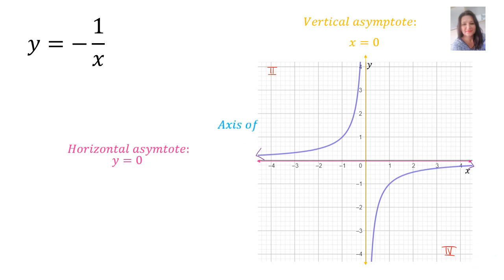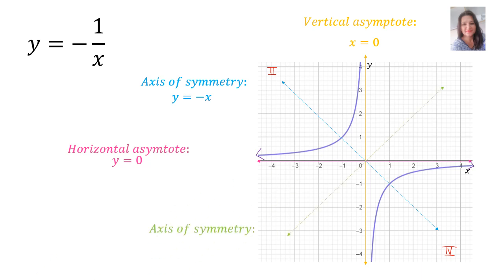Then there's something else, something we call the axis of symmetry. When we dealt with straight lines, this is a very familiar line for us. That line is the line y is equal to minus x. And then there's another axis of symmetry, and this one is the line y is equal to x.